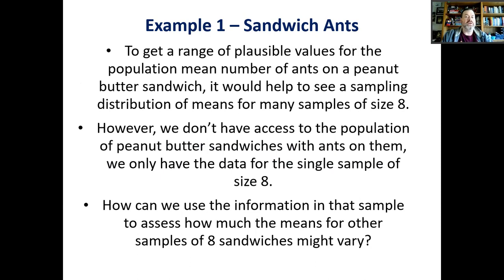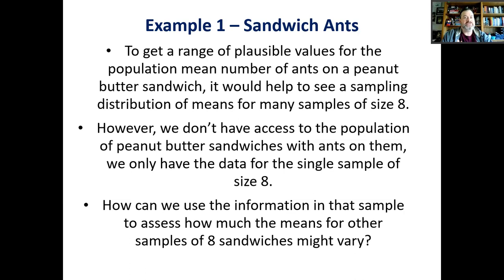So to get a range of plausible values for the population mean number of ants on a peanut butter sandwich, it would help to see a sampling distribution for means of many samples of size 8, right? So you would think, why didn't Dominic just do this experiment with 8 sandwiches and then come back later or go to a different spot and do it again and do that over and over hundreds of times or thousands of times? Well, that's not practical, right? That's a lot of work just to learn about ants. It's a lot easier just to put 8 sandwiches on the ground and see what we can learn about these ants.